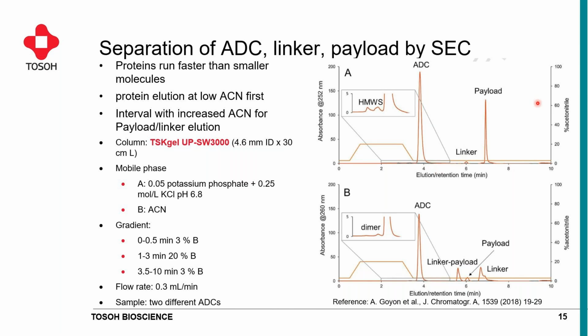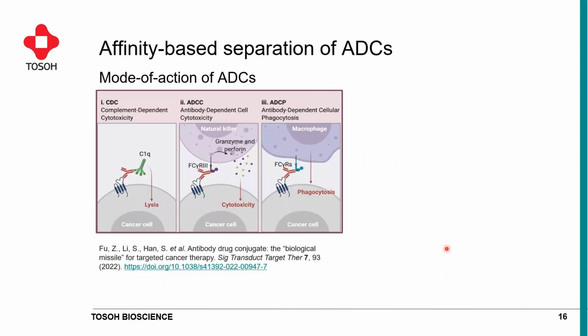With the step gradient, we get back to a very nice chromatogram which separates ADC, linker, and payload for, in this case, two different ADCs. With that, I would like to come to the last part of the presentation, and this looks at affinity chromatography.